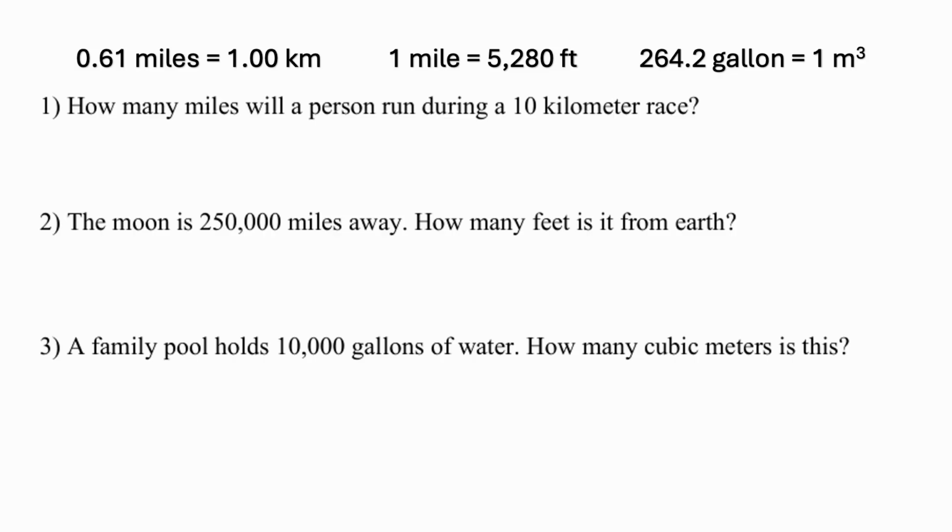So as a reminder, a conversion factor is a fraction that will have an equality, meaning if we have an equality like 0.61 miles equals 1 kilometer, we can put 1 kilometer on one side of the fraction and 0.61 miles on the other side of the fraction in order to cancel out units.